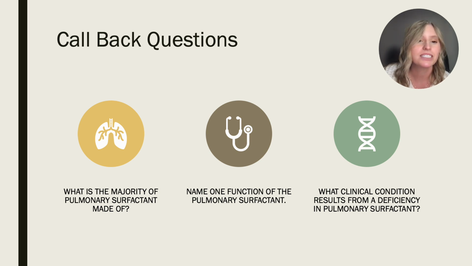And let's see, our next question, name one function of the pulmonary surfactant. Now, you could have said preventing alveolar collapse during exhalation. You could have said reducing the work of breathing by lowering the surface tension in the lungs. Or you could have said promoting alveolar stability during varying lung volumes, supporting immune defenses through surfactant proteins that can clear pathogens or particles. And then what is the clinical condition that results from a deficiency in pulmonary surfactant? And that could be related to neonatal respiratory distress syndrome.